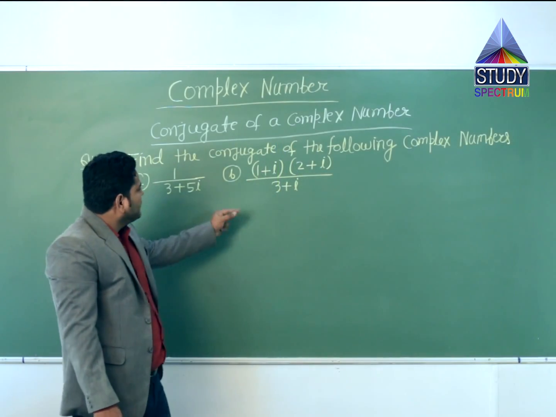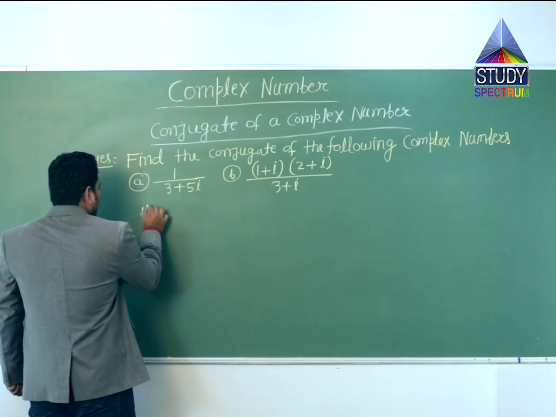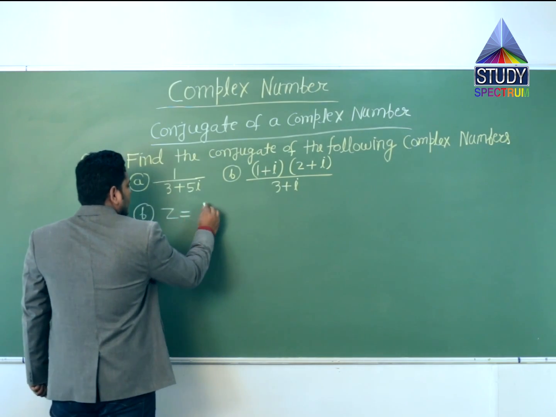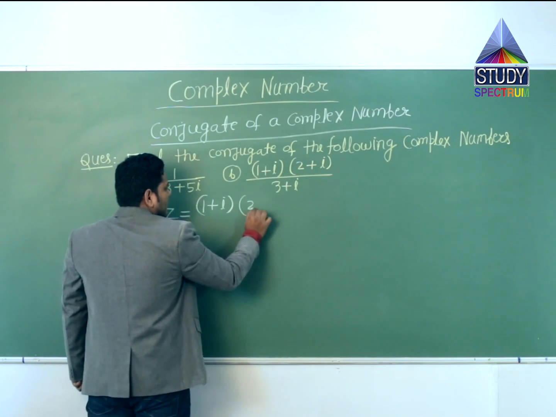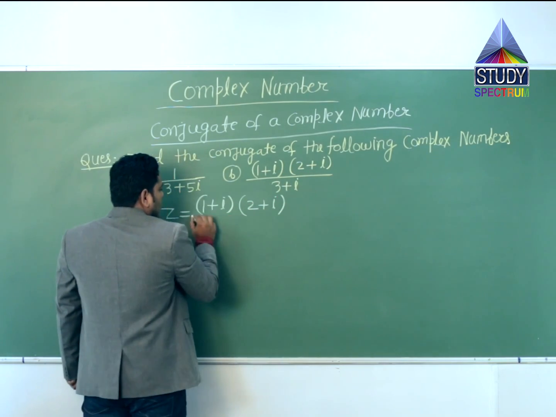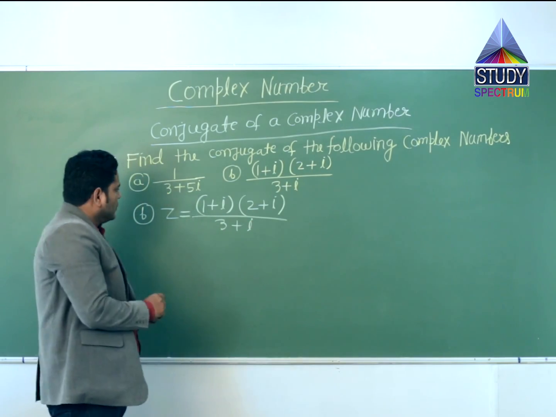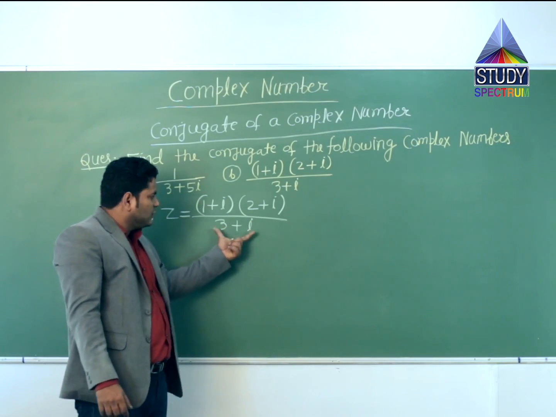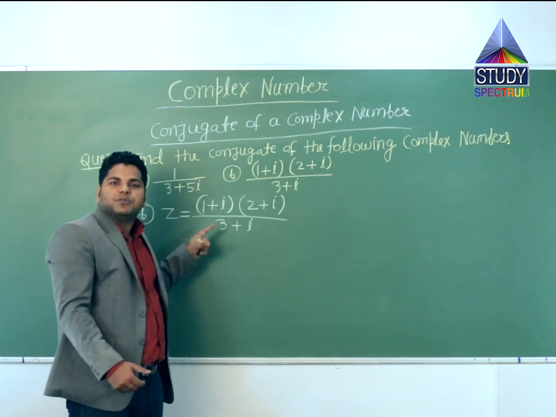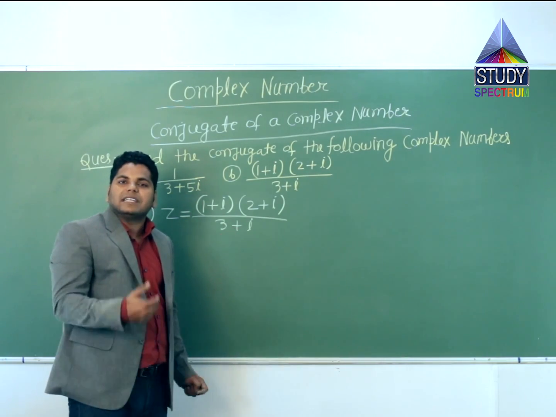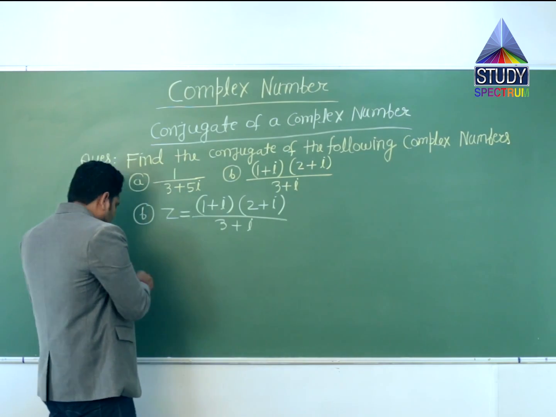Now let us move to question number B, and question number B is: let z be 1 plus i into 2 plus i upon 3 plus i. So to find the conjugate of this complex number, we have to first simplify this and convert this complex number into the standard form of a complex number. Okay. So let's start with simplifying this.